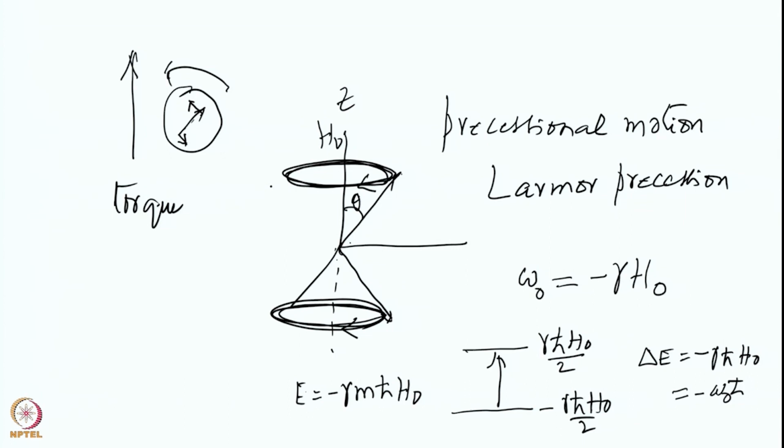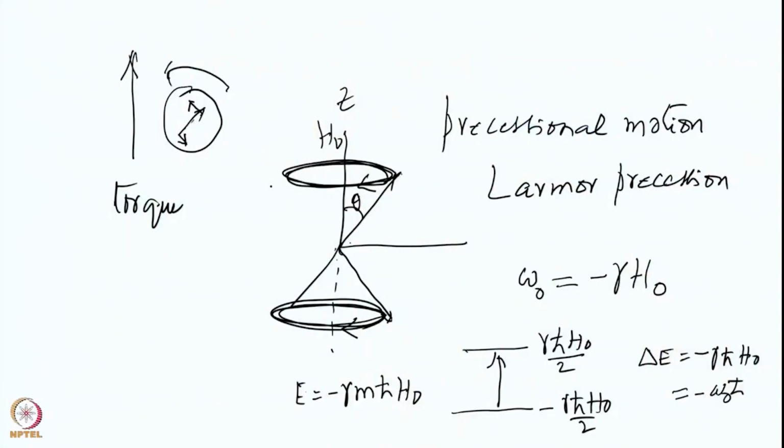So now, the Boltzmann statistics I already described. Now there is a population distribution as I said. Now if I were to sit on the spin and look at the magnetic field, what happens? The nuclei will not see the field at all, and that is what is called going into the rotating frame of reference.